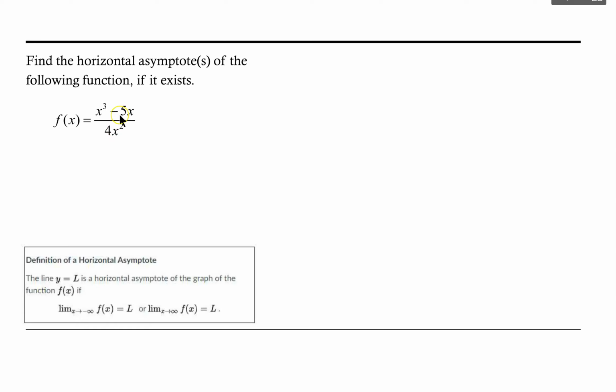So notice that our function here is a rational function. So we should be able to take advantage of this property that the limit as x approaches either positive or negative infinity of a constant c, which could be any real number, over x to the r power, where r is a rational number, equals 0.